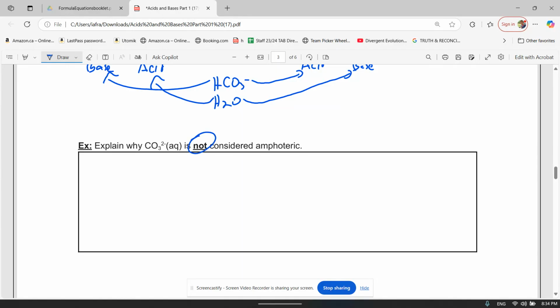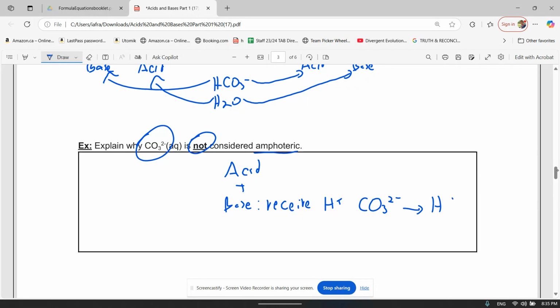Hopefully you had a chance to think about it. CO3 2 minus, remember, to be amphoteric, you must be able to be an acid and a base. If you're a base, you must be able to receive H plus. CO3 2 minus can definitely receive H plus. You could take an H plus from water. I'm not showing the whole process, but it becomes HCO3 minus.